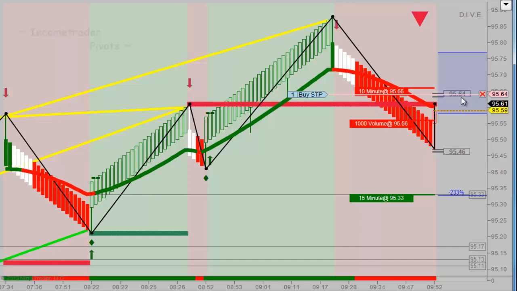Here we have 95.64. With that chart pattern suggesting higher, all we have to do is simply wait for that green diamond to kick in. You saw it flash in and out there. It'll come back in here in just a moment. As soon as I see it the first time, there it is. I put my order there. Now I wait for that breakout to occur.